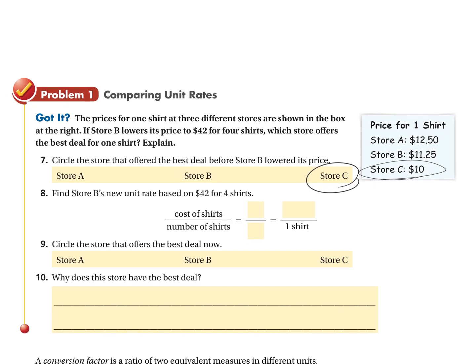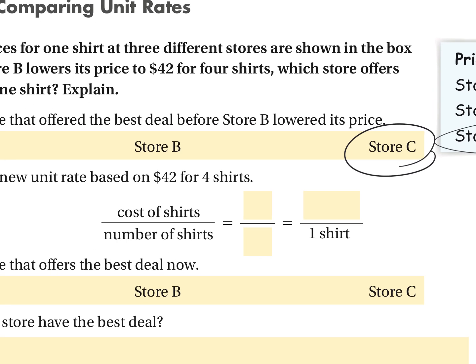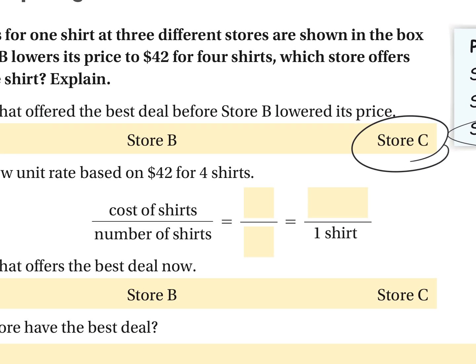But store B lowered its price to $42 for 4 shirts. So let's set it up in this proportion. And we've seen something like this already in 2.7. So if the cost is on top, then we want to put $42 up here. And if the number of shirts is down here, then the number of shirts is going to be 4, because it's $42 for 4 shirts.